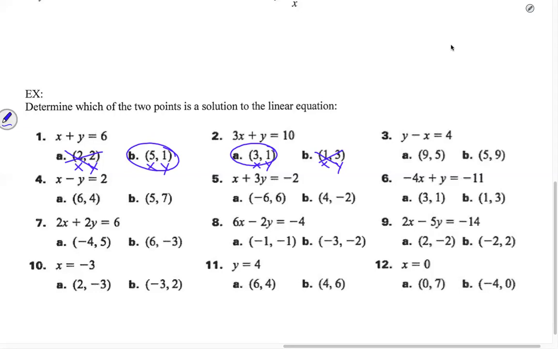Annie, what comes first? X or Y? It's alphabetical. X. So it's going to be X, Y, X, Y. Now, you got to be careful with this, right? Because Y comes first. So I plug in 5 minus 9. Is that equal to 4? No. Here, I plug in 9 first. Is 9 minus 5 equal to 4? Pretty easy, right?